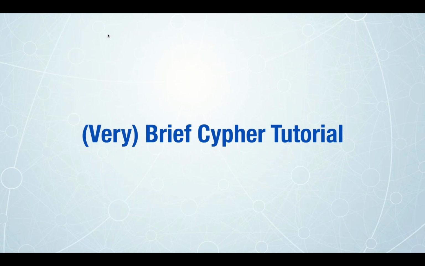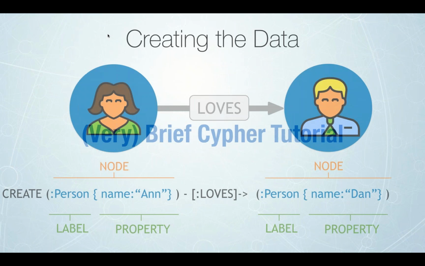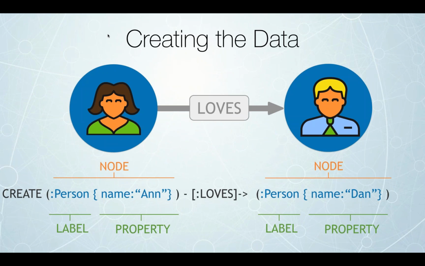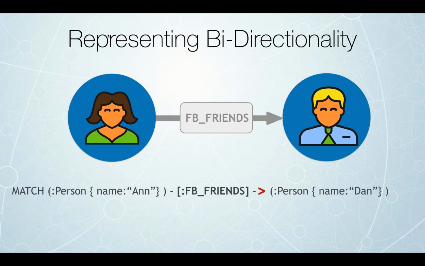Let's take a very brief look at some Cypher examples. Going back to our Anne loves Dan example, Cypher is all about pattern matching. We use these ASCII art patterns to define nodes and relationships. Nodes are represented within parentheses. Labels come at the beginning of that pattern. We represent key-value pair properties inside curly braces, and relationships are represented within brackets. Here we have this create statement with a graph pattern. If we were to execute this against our database, we would create two nodes, one for Anne, one for Dan, and connect them with this loves relationship. So that was a create query.